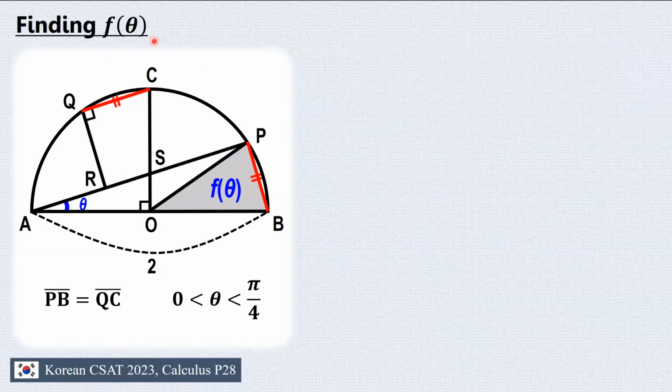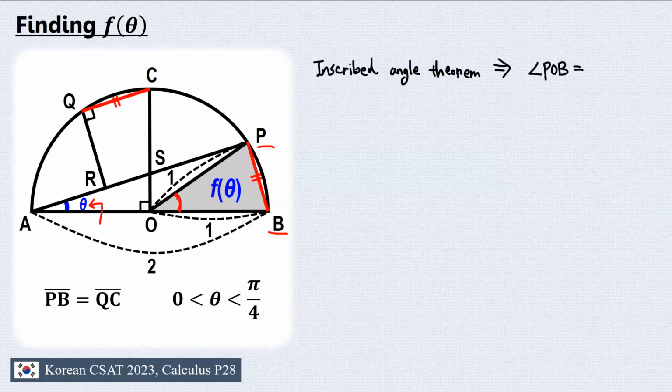Alright, first, the area F theta. This one is pretty easy. First, the lengths of OB and OP are both 1, which is the radius of the given circle. Next, note that this theta is an inscribed angle for arc PB. The center angle for the same arc is this angle POB, and by the inscribed angle theorem, that center angle is simply twice the inscribed angle, so this angle POB equals 2 theta.